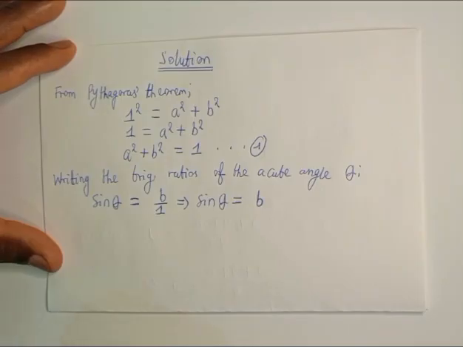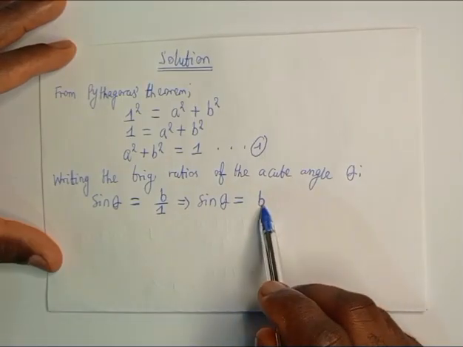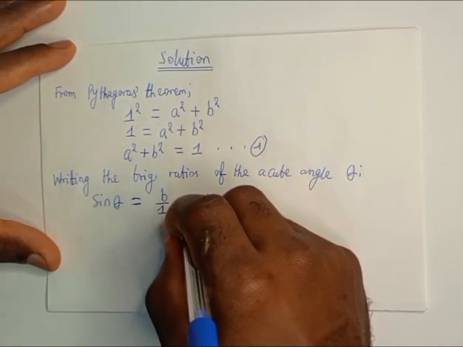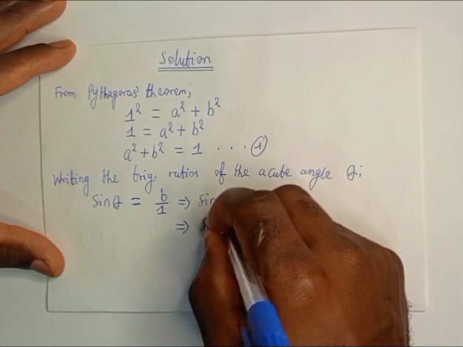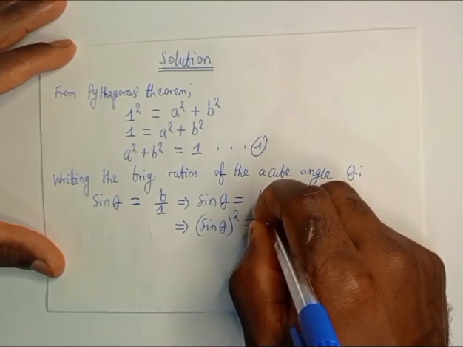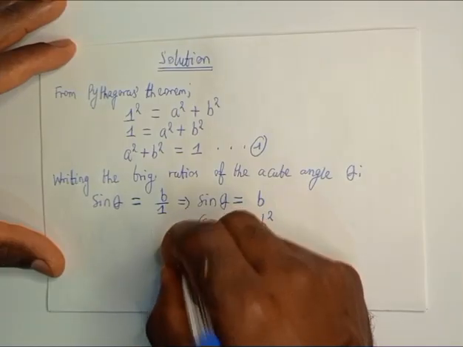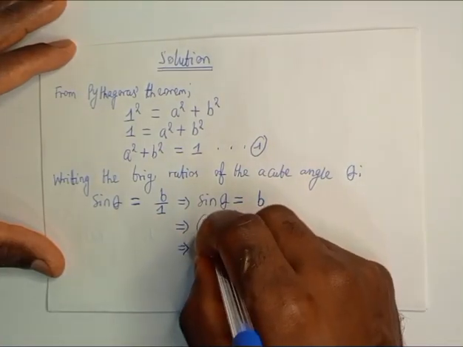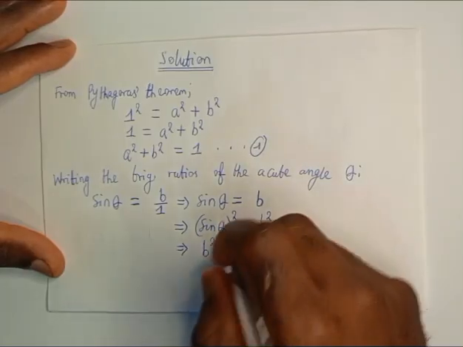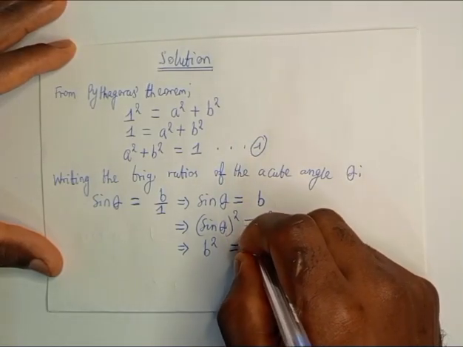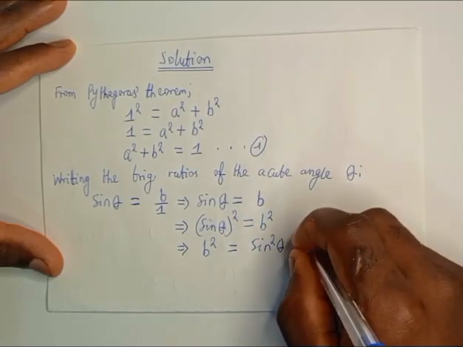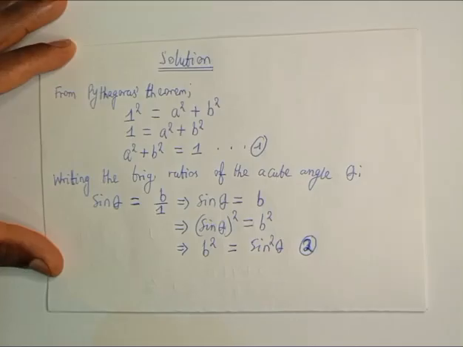Next, if we square both sides so as to get b squared, then sine theta, all this squared, will simply be equal to b squared. Then b squared will simply be equal to sine theta, all this squared, written as sine squared of theta. Call this one equation 2.